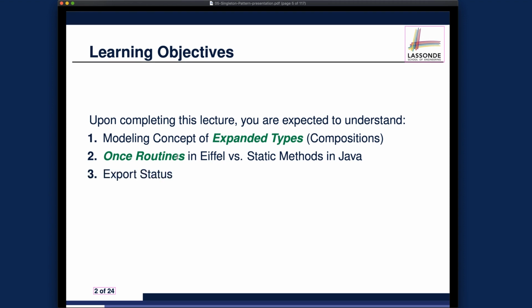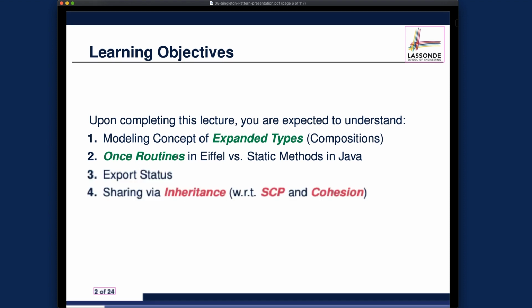Objective number 3 is about export status. These are some unique design features of the Eiffel language. In Java, you can only say public versus private or sometimes protected. But for Eiffel, you will be able to say that for a particular feature section, the features there are only callable by certain client classes. That will be very useful for achieving the singleton design pattern.